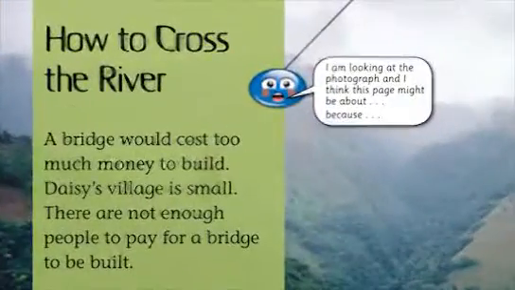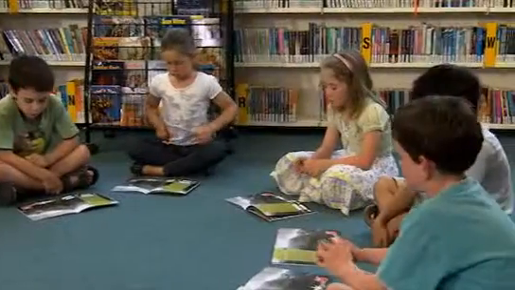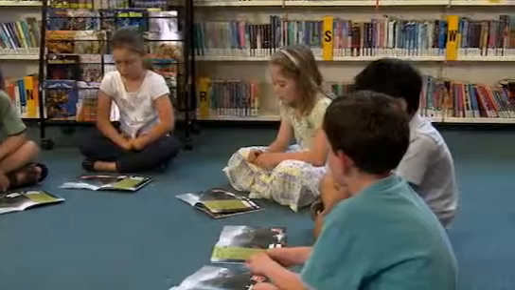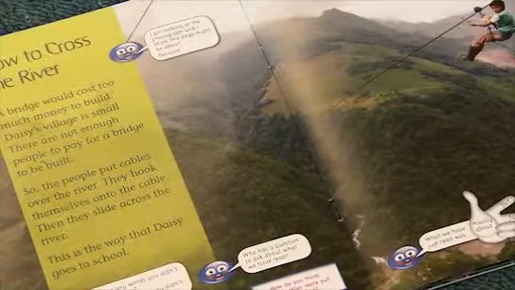I am looking at the photograph and I think this page might be about someone crossing a river on a flying fox. That's the way they have to cross the river. Please read.